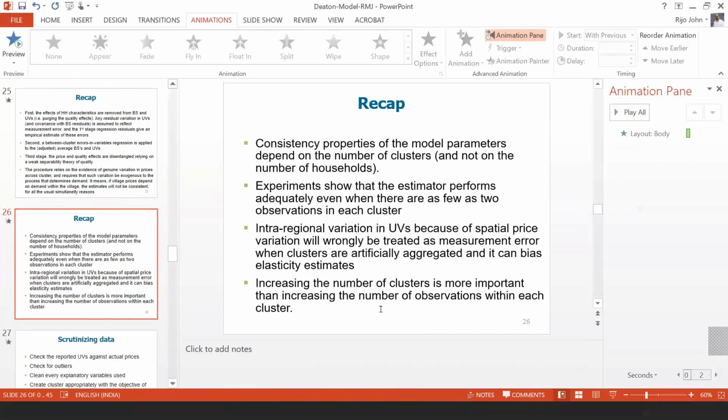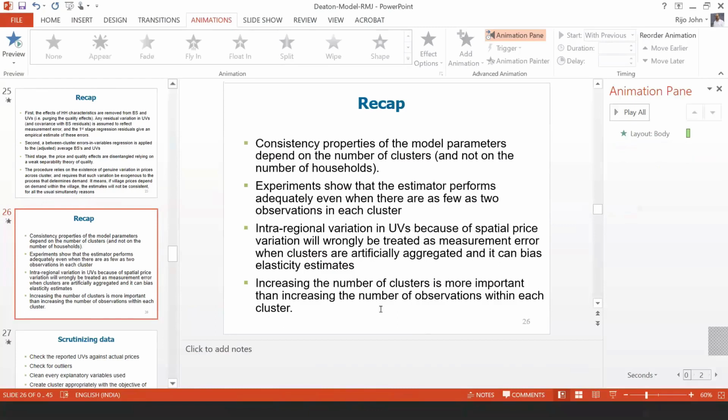estimated. In fact, Deaton's experiments show that this estimator actually performs adequately well even when there are as few as only two observations per cluster, meaning as few as two households. Also, this model works reasonably well with intra-regional variations, and the people who have used this model sometimes arbitrarily create clusters. Sometimes they create larger clusters so that they think that more households can be brought in the cluster, so the averaging will be better.